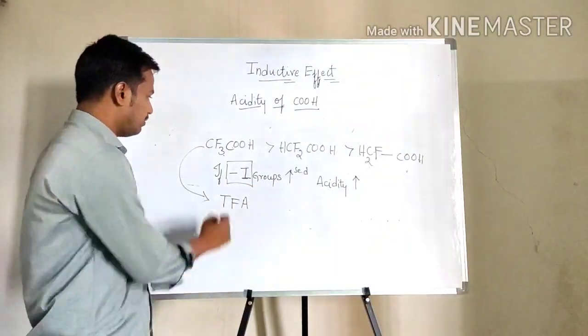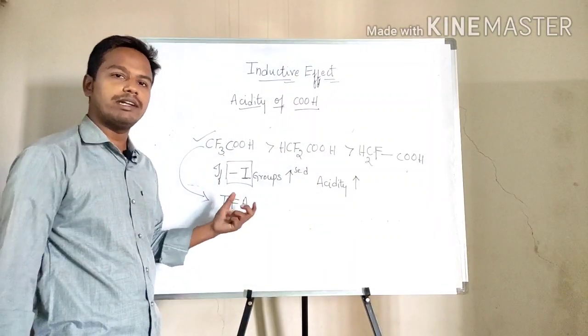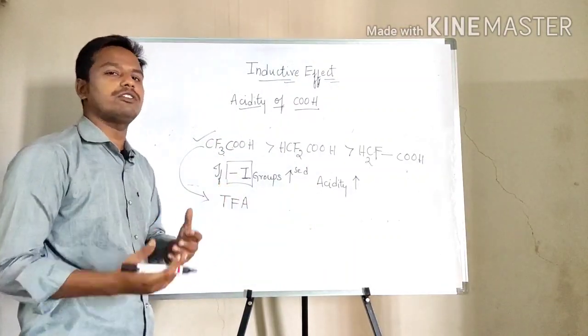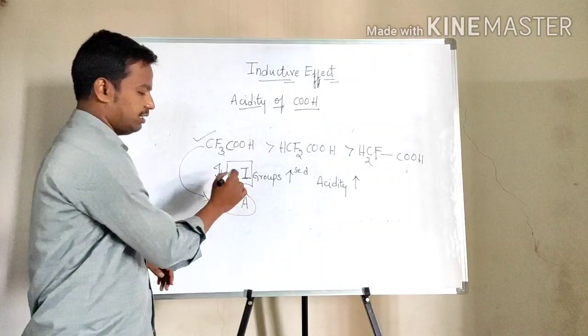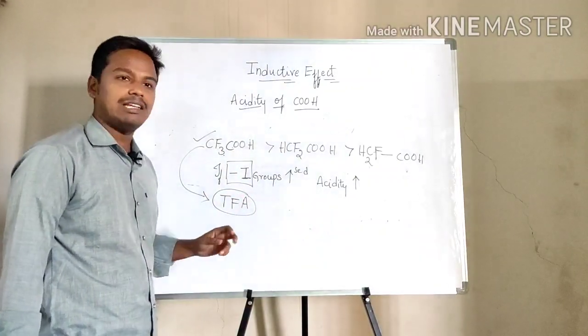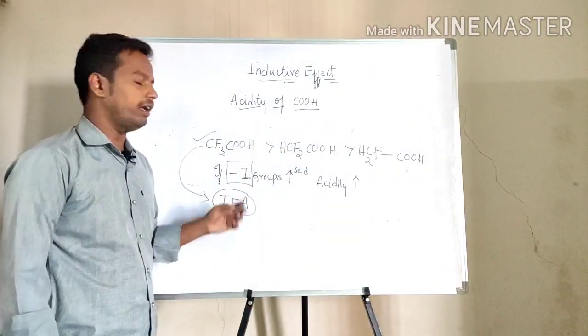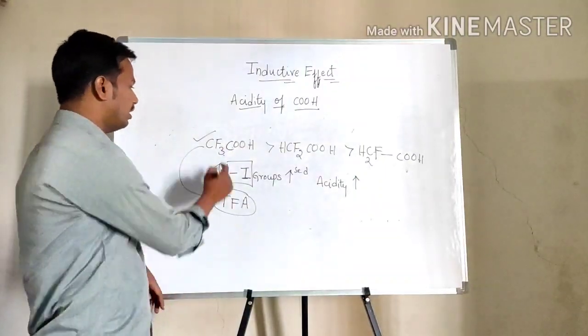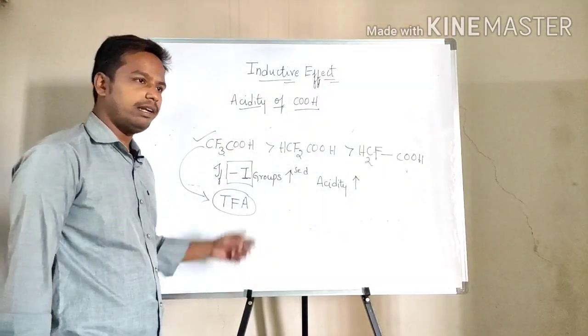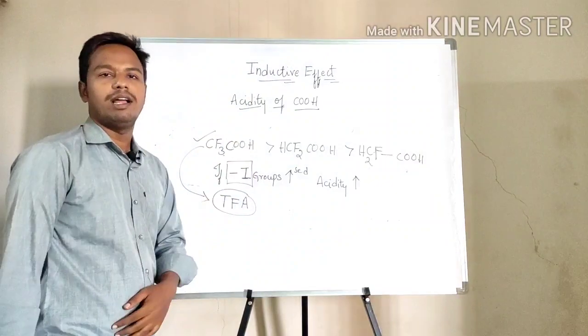Industrially it has very good importance in deprotecting some functional groups. It is a very strong acid, as strong as sulfuric acid. Why? Because minus I groups are more, that's why it is more acidic when compared to the normal acid.